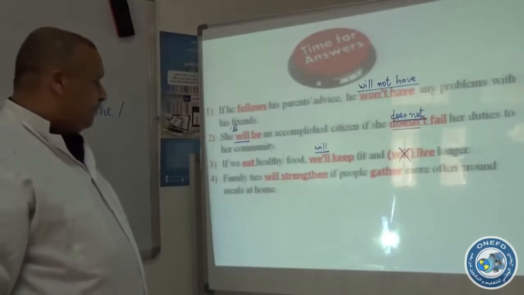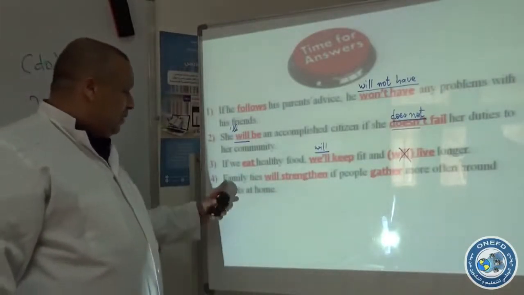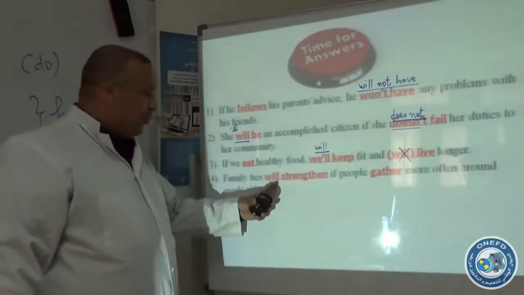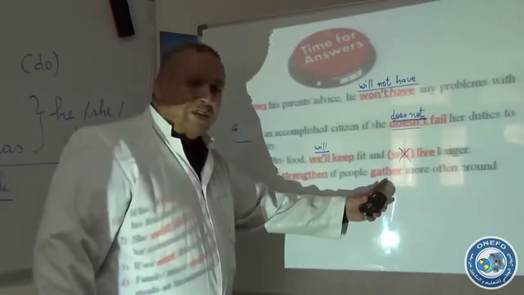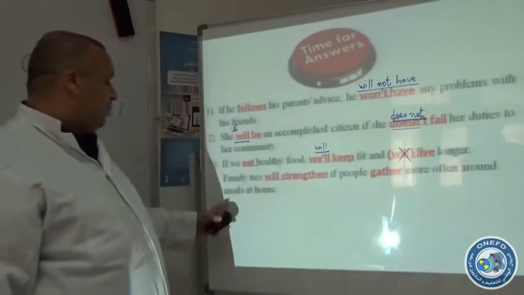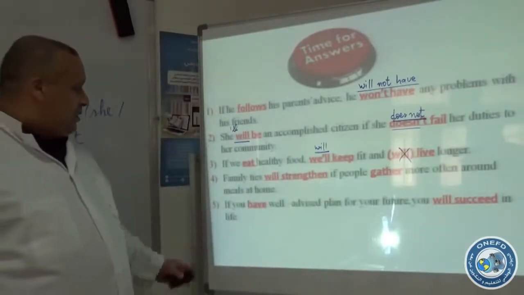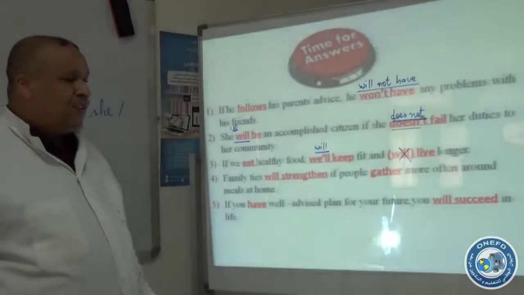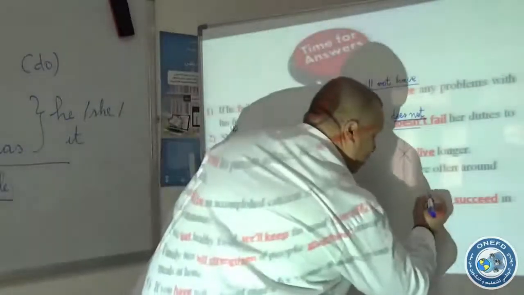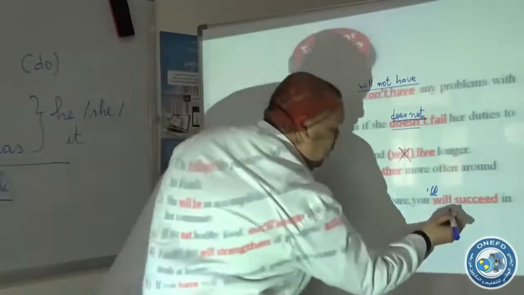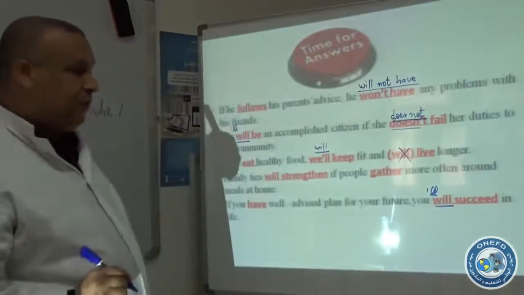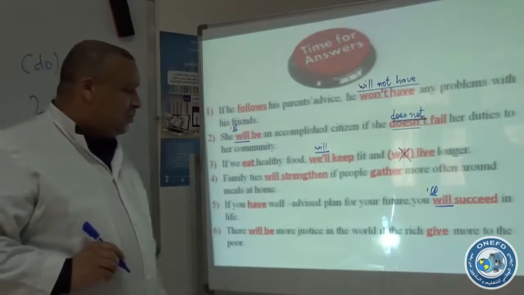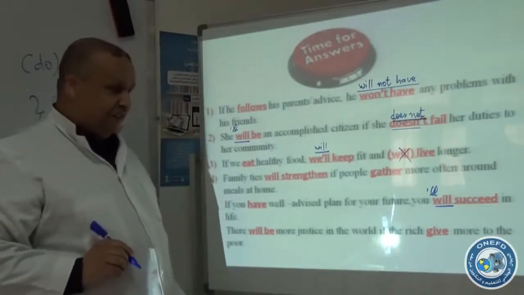For number 4, family ties will strengthen. So if we start now with the main clause, it is the future. So will plus base verb. Will strengthen if people, and again the present simple, gather more often around meals at home. Number 5, if you have well-advised plans for your future, you will succeed or you'll succeed, as you like. So say will or the contracted form apostrophe double L, succeed in life. And the last sentence now, there will be more justice in the world if the rich give more to the poor.